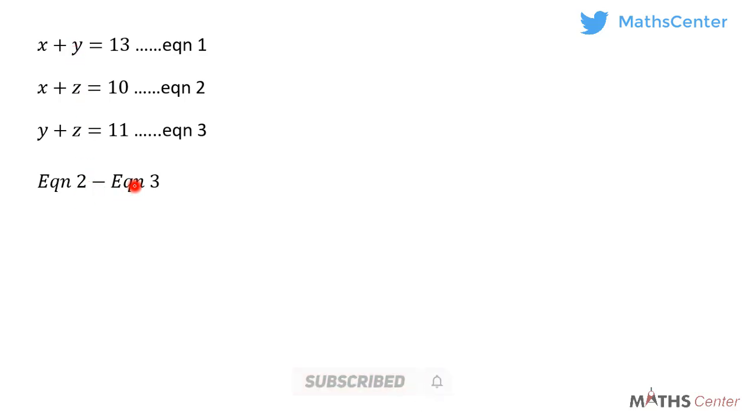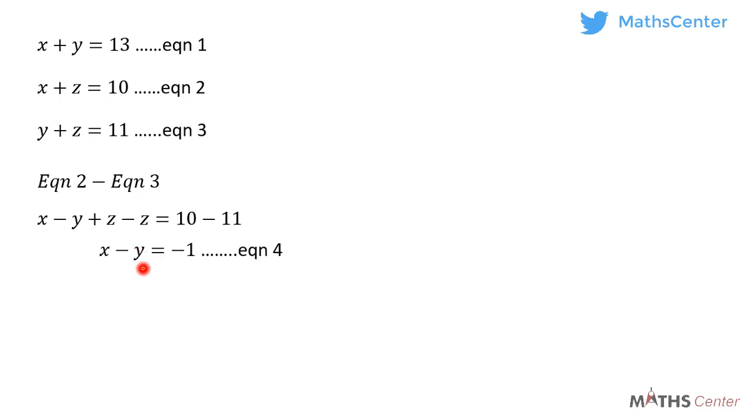So let's subtract equation 3 from equation 2. When we do that, we are going to have X minus Y plus Z minus Z is equal to 10 minus 11. Z minus Z gives us 0. So this is going to give us X minus Y is equal to negative 1. Let's call this equation 4. Now I have equation 4 in terms of X and Y, and equation 1 also in terms of X and Y. So I will solve equation 1 and equation 4 simultaneously for the values of X and Y.